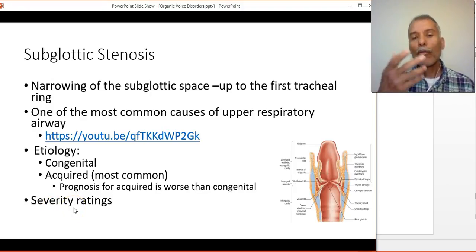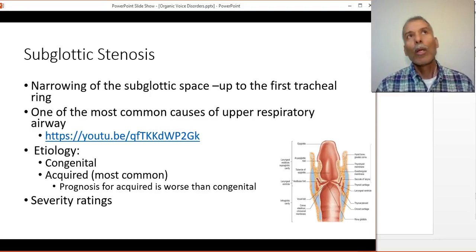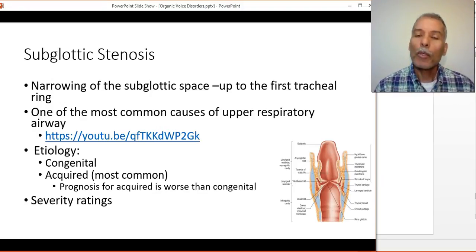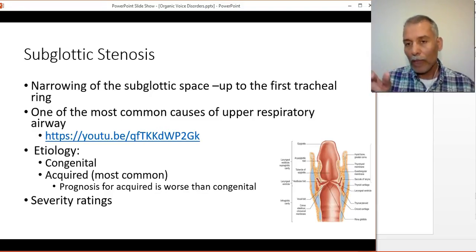There are ratings for severity that your author speaks about. For example, to what extent does the subglottic stenosis block the airway? Does it block it, say, 25%? Does it block it 50%? So the first type is 0 to 50, and then 50 to 70, and then 71 to 99, and then 100.